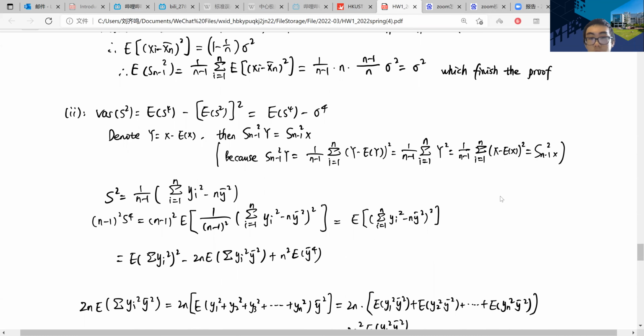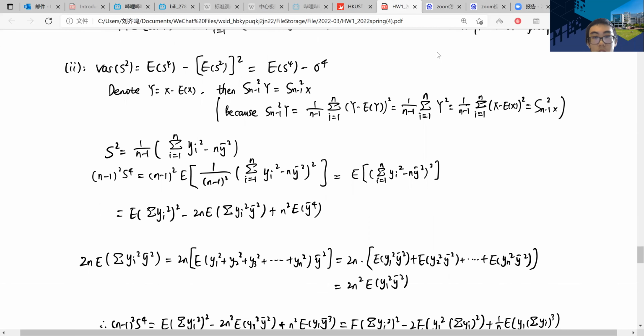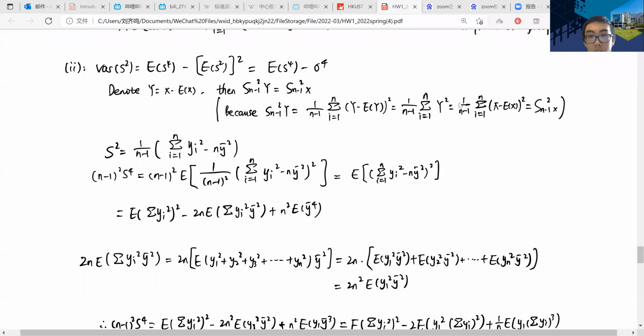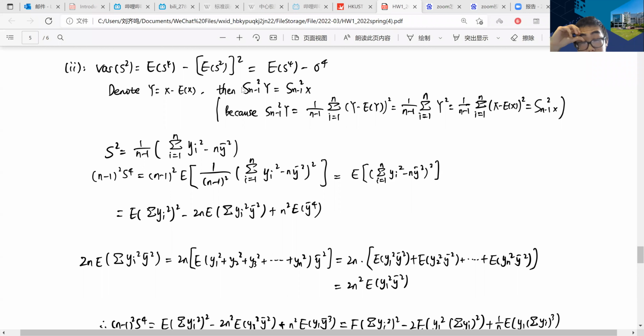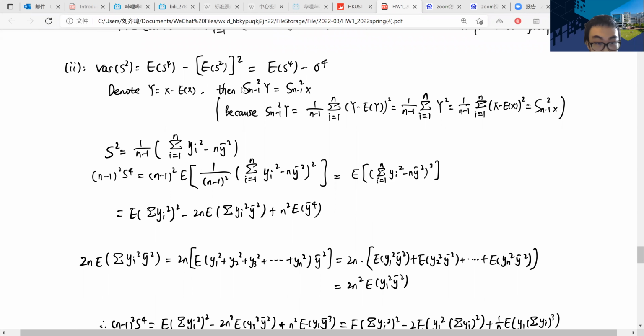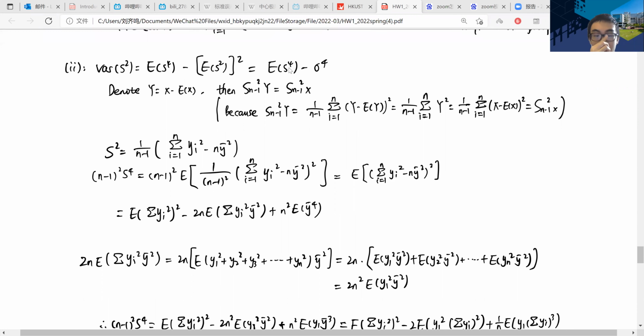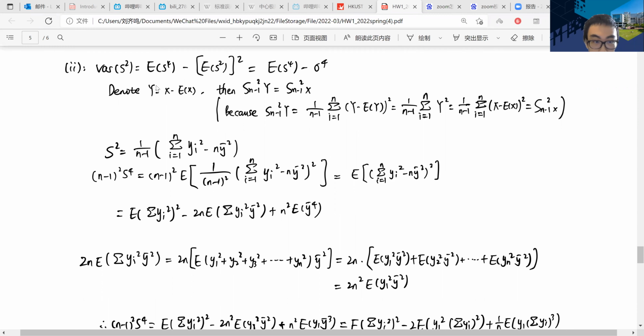And the second problem of the question. So this is the second problem of the third question. The variance of S squared is equal to this one, the expectation of x to the power of 4 minus the square of the expectation of x squared. So all we need to do is to figure out the expectation of x to the power of 4. In the second problem, I use a little trick here.